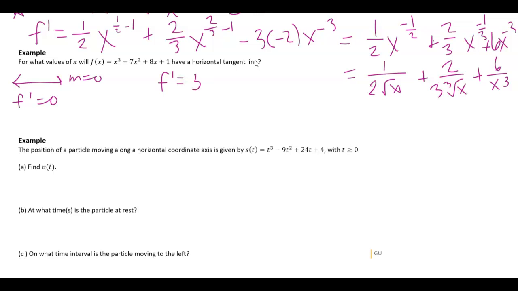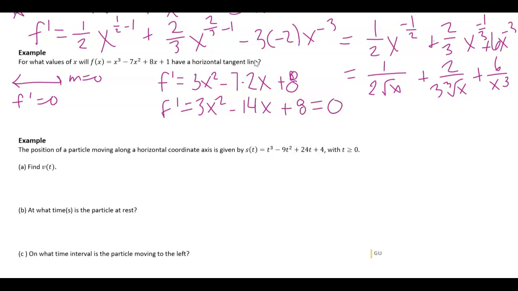That's going to be 3x squared minus 7 times 2x to the power of 1 plus 8, excuse me. Derivative of 8x is just 8. So f prime is 3x squared minus 14x plus 8, and I want to know, when is that function equal to 0?